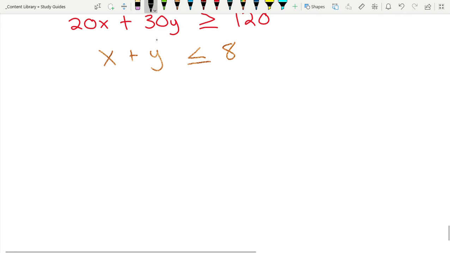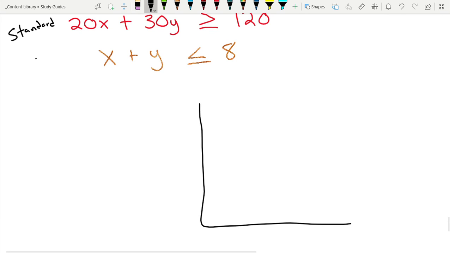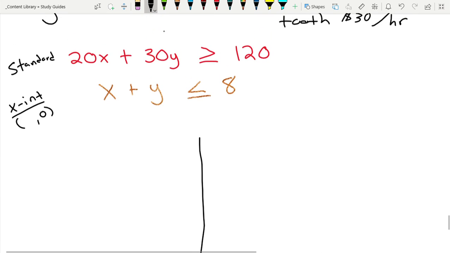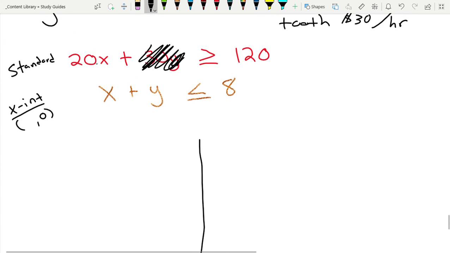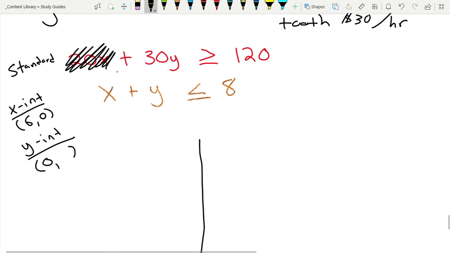Now we get into the actual graphing. So if I'm graphing this first one, we are in standard form. When we are in standard form, we like to find intercepts. So to find the x-intercept, that's when your y value is 0, which means the y would go away. So 20x equals 120. So you're saying 20 times what number gives you 120? That would be a 6. Then you need your y-intercept. Well, the y-intercept is when your x is equal to 0. So that means the x goes away. So 30y equals 120. So what times 30 is 120? That means y would equal a 4.